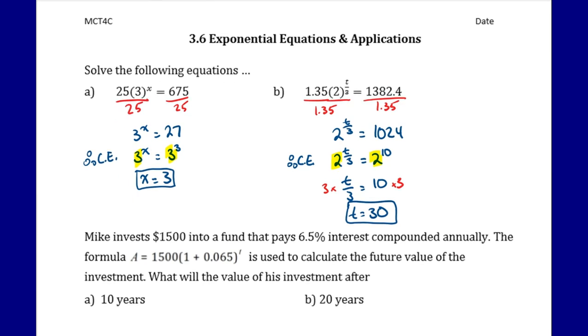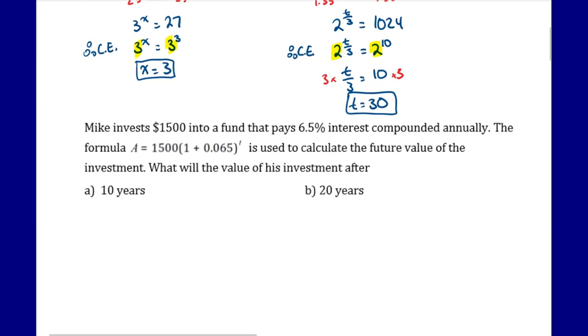Just taking in what we learned with solving exponential equations with common bases, we're going to look at some specific scenarios in the exponential equations that we might deal with. Mike invests $1,500 into a fund that pays 6.5% interest compounded annually. The formula A equals 1,500 times 1 plus 0.065 to the power of t is used to calculate the future value of the investment. What will the value of his investment be after 10 years and 20 years?